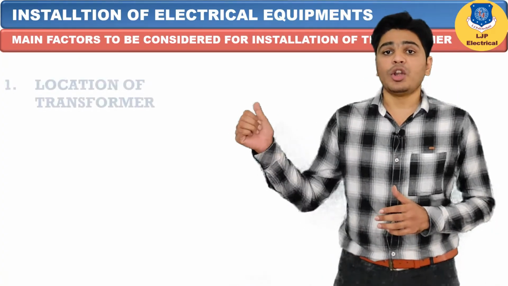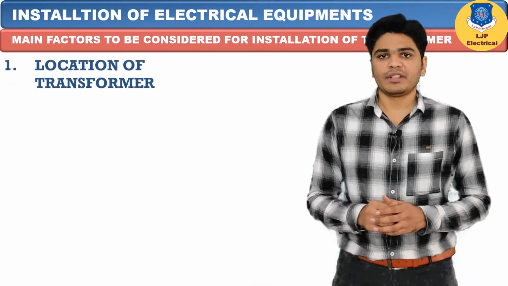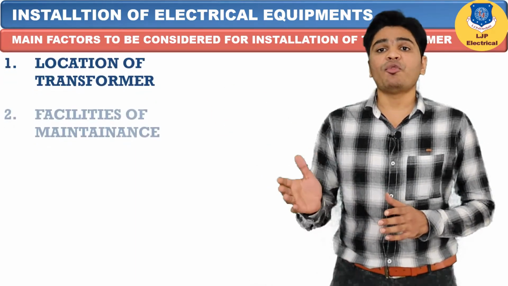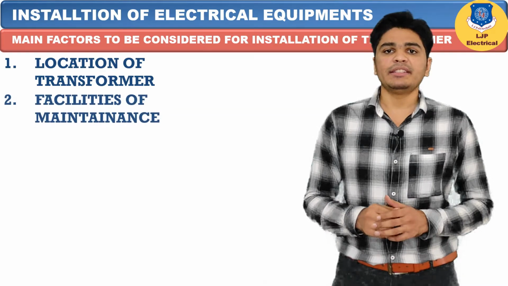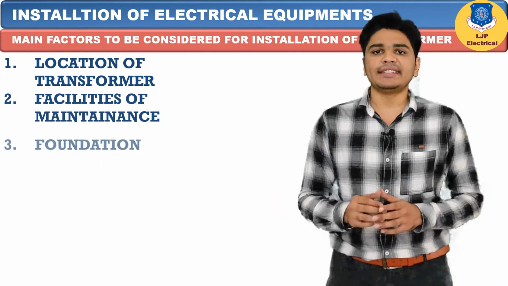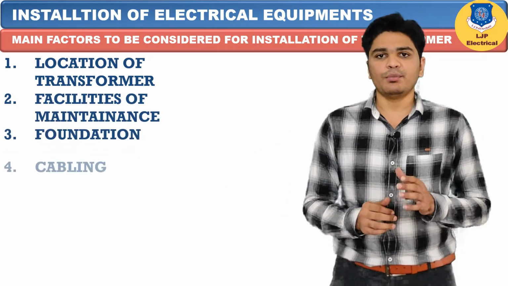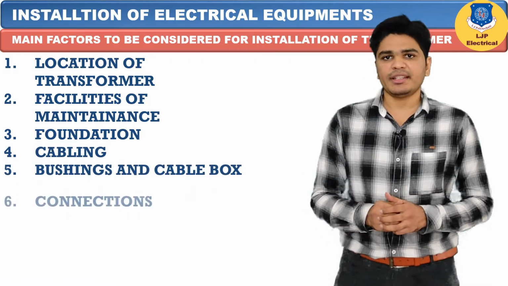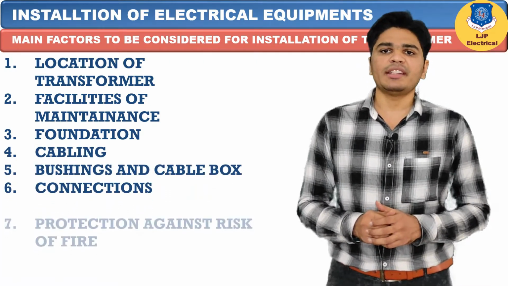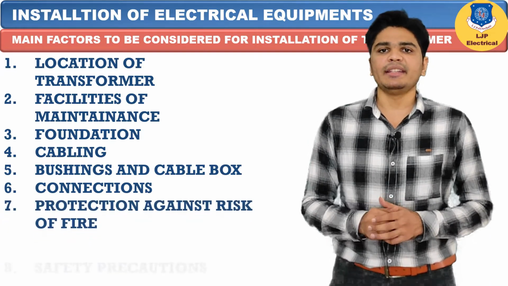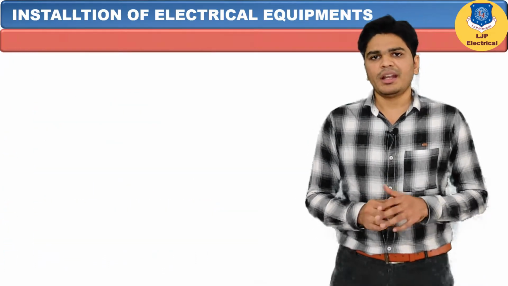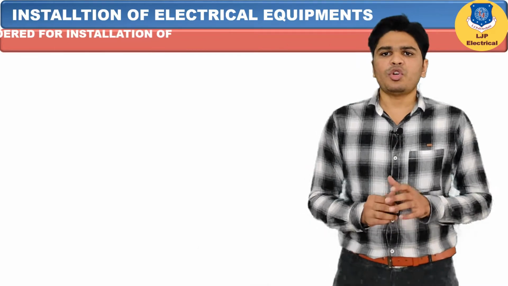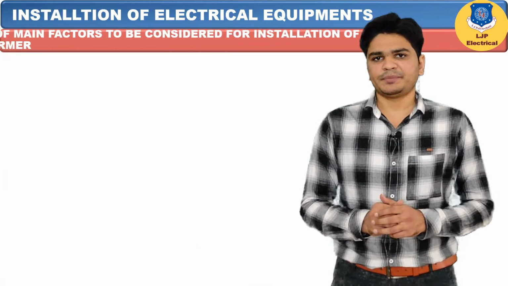The first one is location of transformer. Second one is facility of maintenance. Third is foundation. Fourth is cabling. Fifth is bushing and cable box. Then sixth is connections. Seventh is protection against risk of fire. And eighth is safety precautions. Now we will discuss all details of those particular factors.